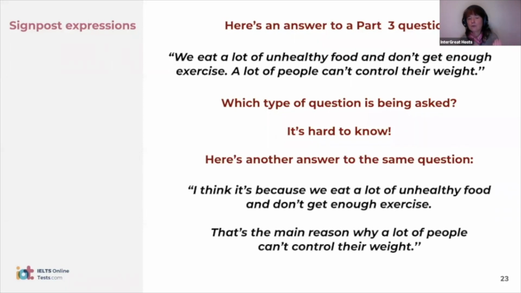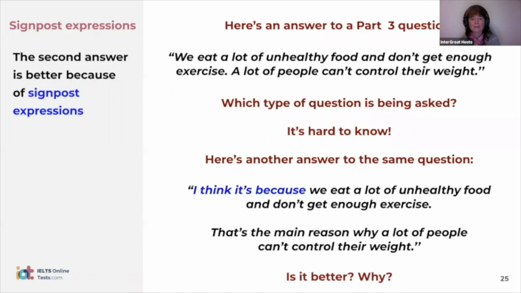So, if you don't use the linking expressions, it's not really clear what kind of information you're giving. But if you just say something like, "I think it's because," then you're obviously giving your opinion. And if you use something like, "That's the main reason," then clearly you're giving a reason. These kinds of introductory phrases make it very easy for the examiner to follow you.